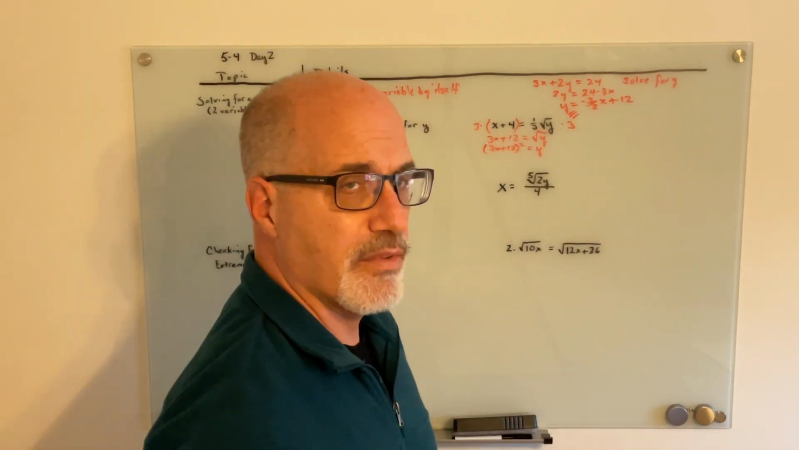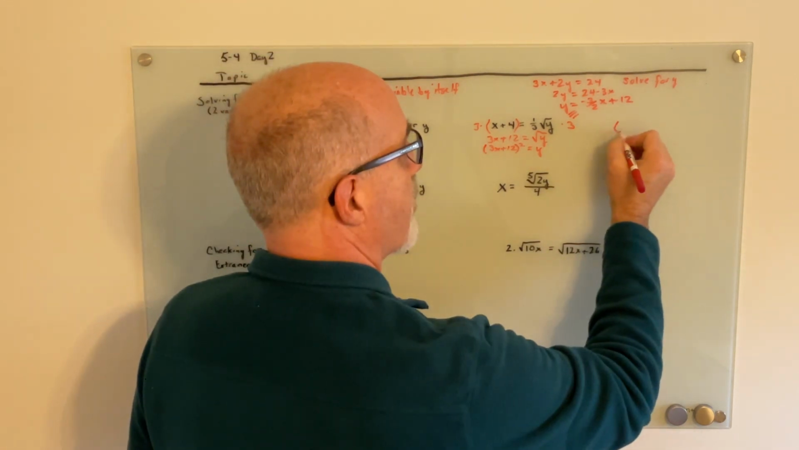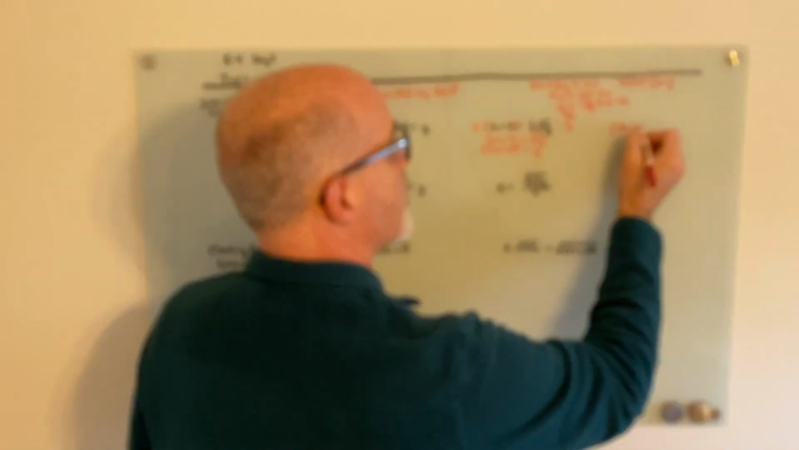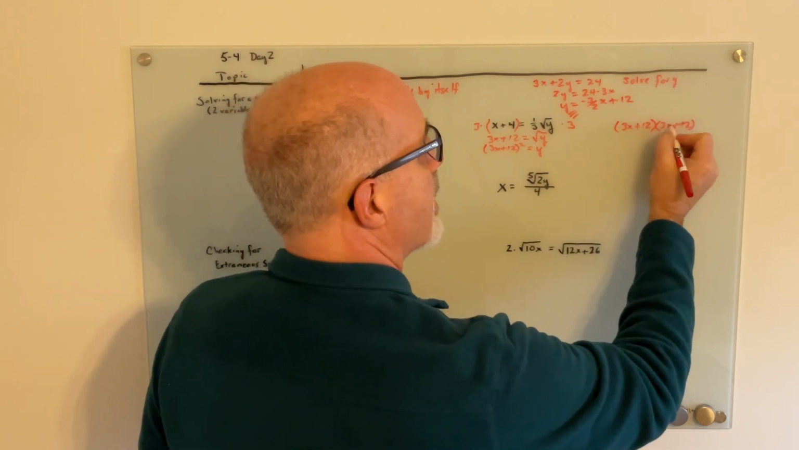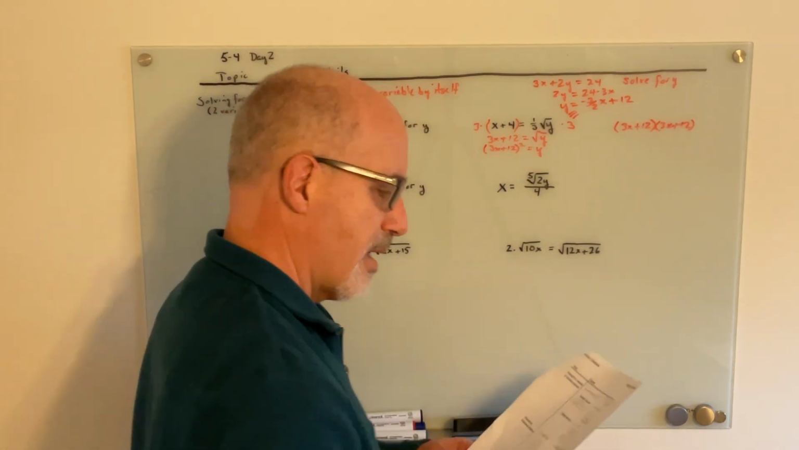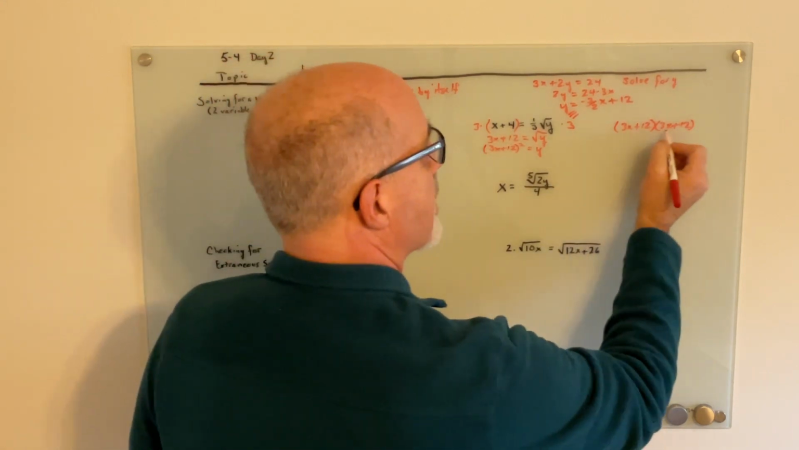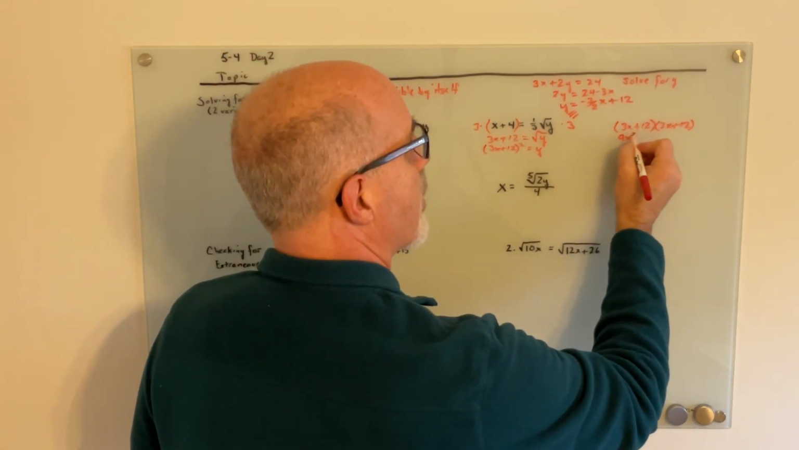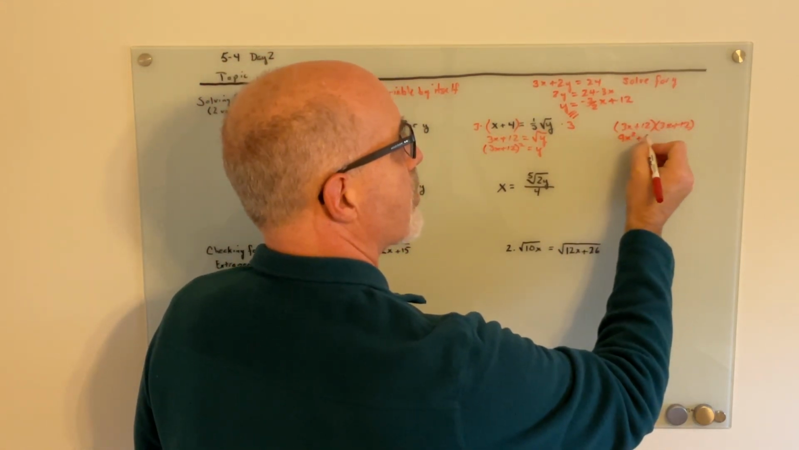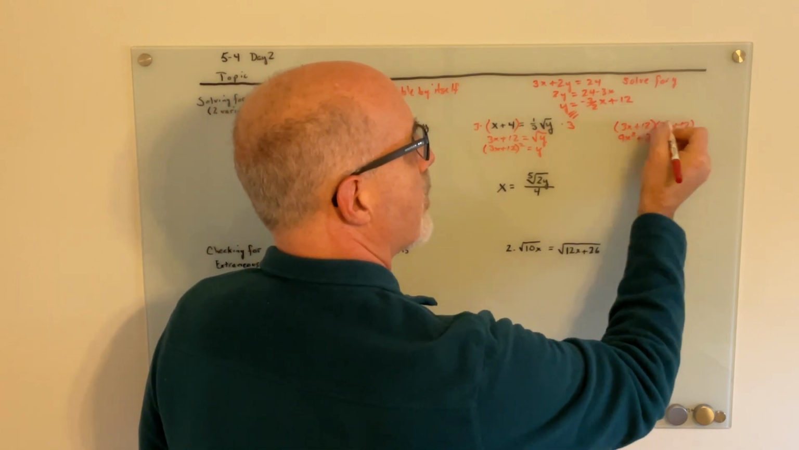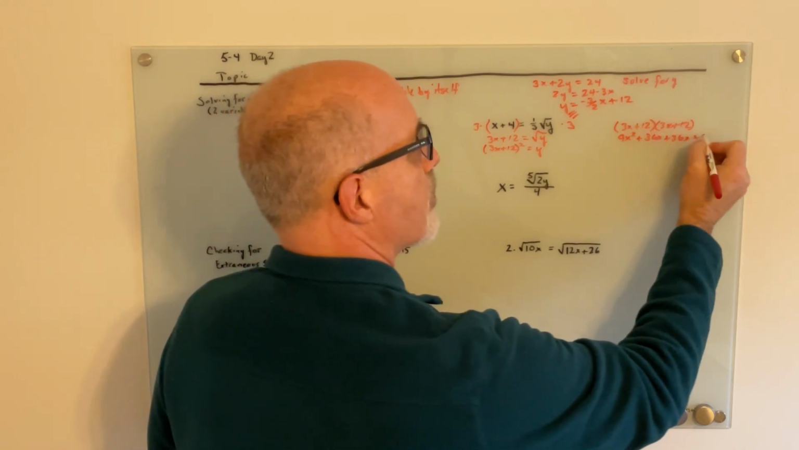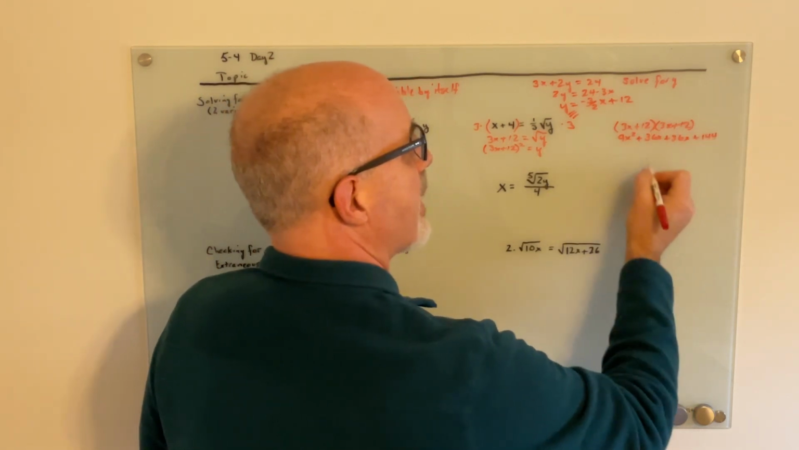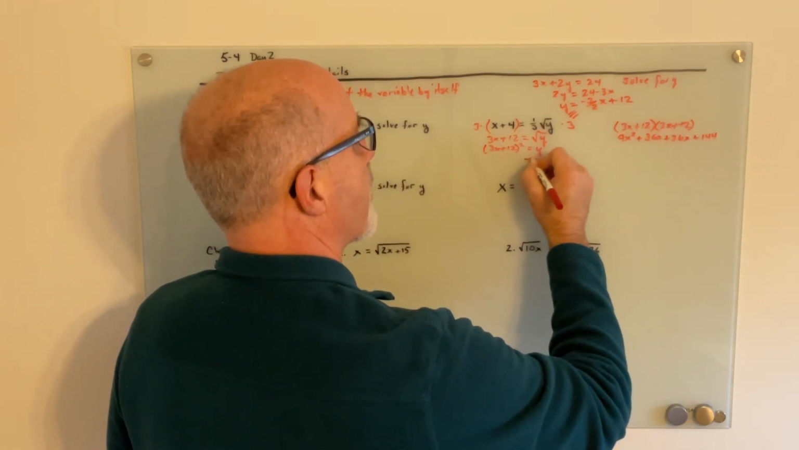Now we should simplify the 3x plus 12. So I'm going to do that over here. 3x plus 12 squared. So let's multiply that out by double distributing. And so what you get is 3x times 3x is 9x squared. 3x times 12 is 36x. 12 times 3x is 36x. And then 12 times 12 is 144. And so when I combine those, I get my final answer.